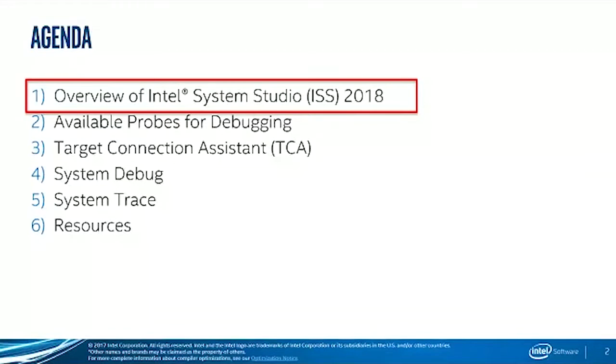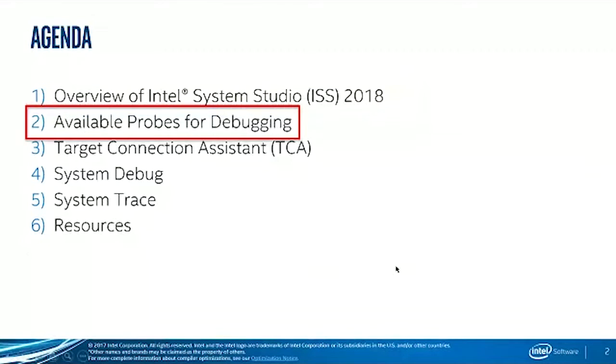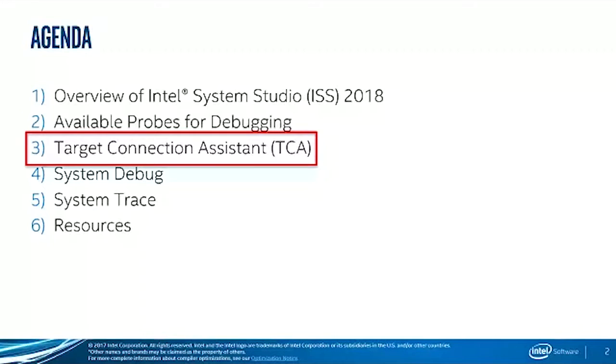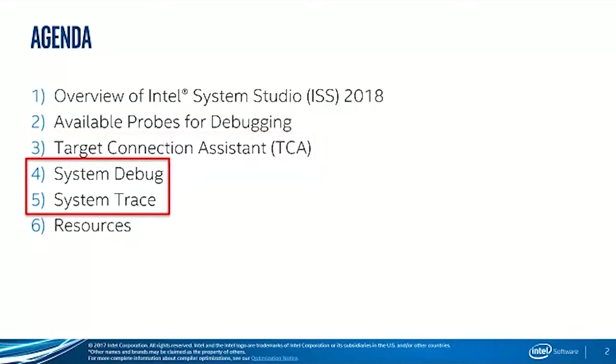I will quickly go through what Intel System Studio is and what it has. Then show you hardware connectors, also called probes, which are for connecting your host PC to a target platform. Thirdly, I will briefly cover a new connection feature in 2018 called Target Connection Assistant. Then we will get into our major topic, our two debugging tools, System Debug and System Trace.